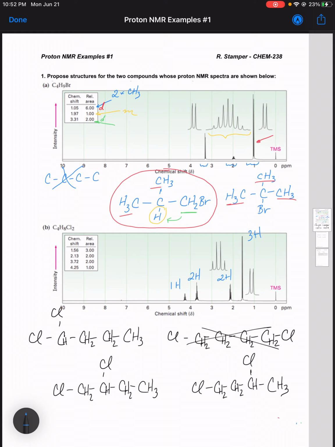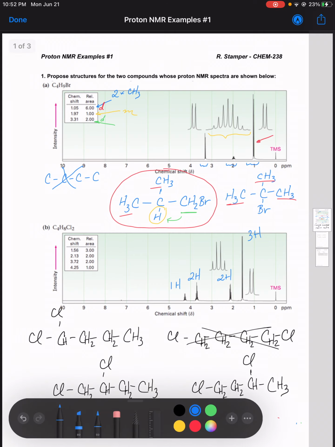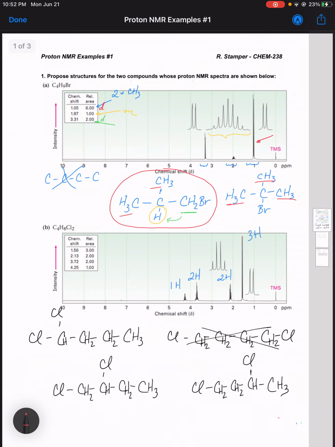Now, how do we distinguish between them? Well, this is where the splitting pattern might come in handy. In particular, we know that the 1 hydrogen peak must be because of the single hydrogen. So this one, I'll underline it in all three cases. That's my one hydrogen peak right here.